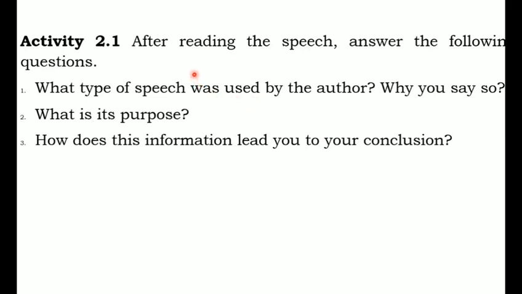Now for activity 2.1. After reading the speech, answer the following questions. Number 1, what type of speech was used by the author? Why do you say so? For number 1, be ready with your ballpen and your notes. Answer for number 1. The author uses the persuasive type of speech. She convinces the people to have a deeper sense of knowing their inner self and overcome the weaknesses and use it as their strength. That is the answer for number 1.